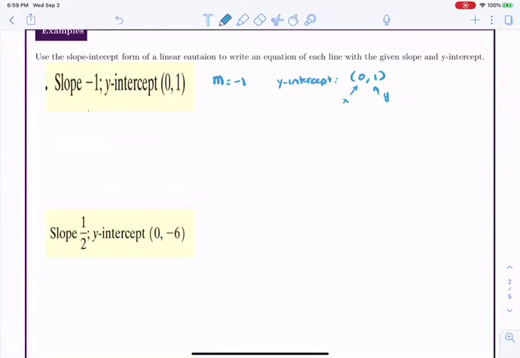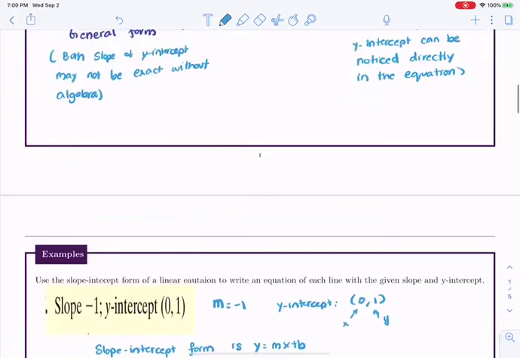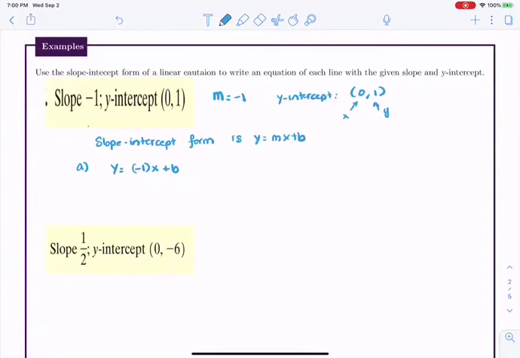So we know the slope-intercept form is y equals mx plus b. The slope is given to us, which is -1. So I can simply plug that in. And we need a point. And we know that the line will definitely cut through the y-intercept. That is why we call it the y-intercept. So plug in the point.